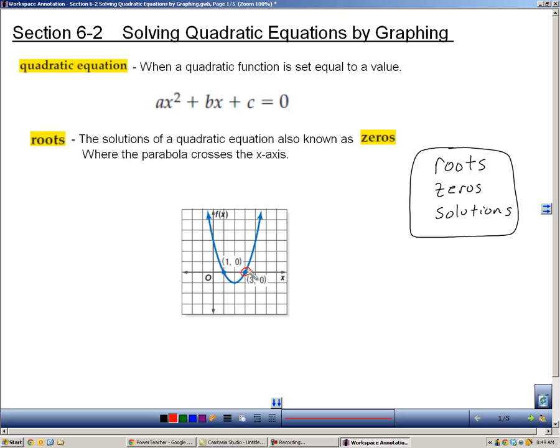So if you see here in this example, the parabola will touch the x-axis at these two spots, at -3 and at -1. Those are said to be the solutions, or the zeros, or the roots of the quadratic equation. And that's what we're going to be finding. We're going to find the place where any parabola will touch the x-axis.